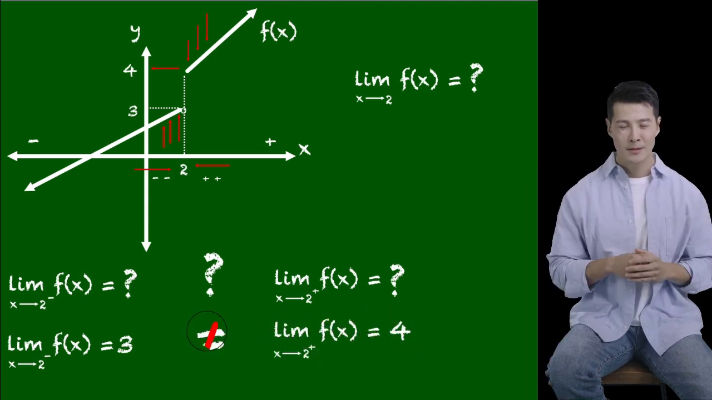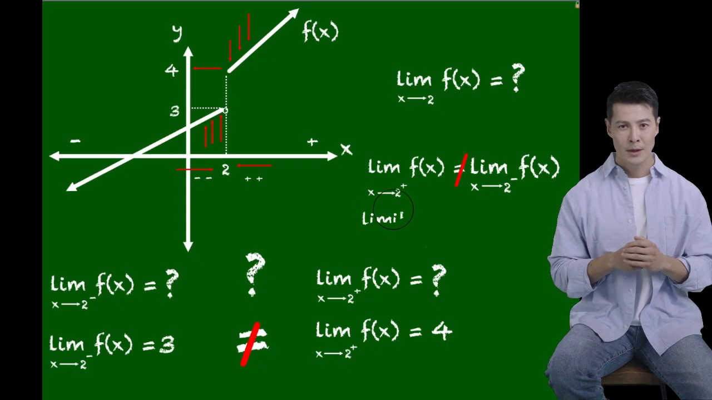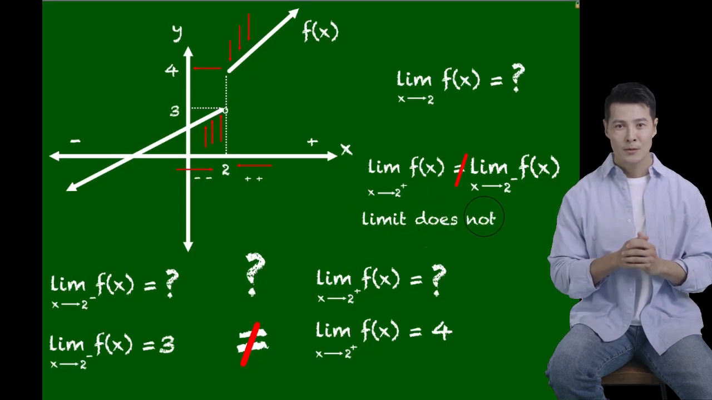Since the limits from the left and right sides are not equal, we can say that the overall limit as x approaches 2 does not exist.